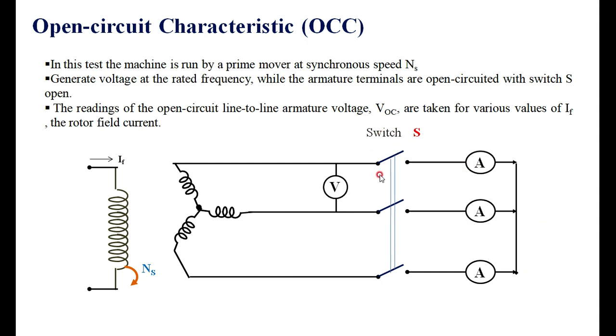When this switch S is open, the machine is under no load condition and we run the machine at a rated speed, and in steps you go on changing the value of the field current. For different values of the field current, you note down the open circuit voltage and draw the characteristics IF versus VOC, which gives the open circuit characteristics. So it is a very simple experiment on the alternator.